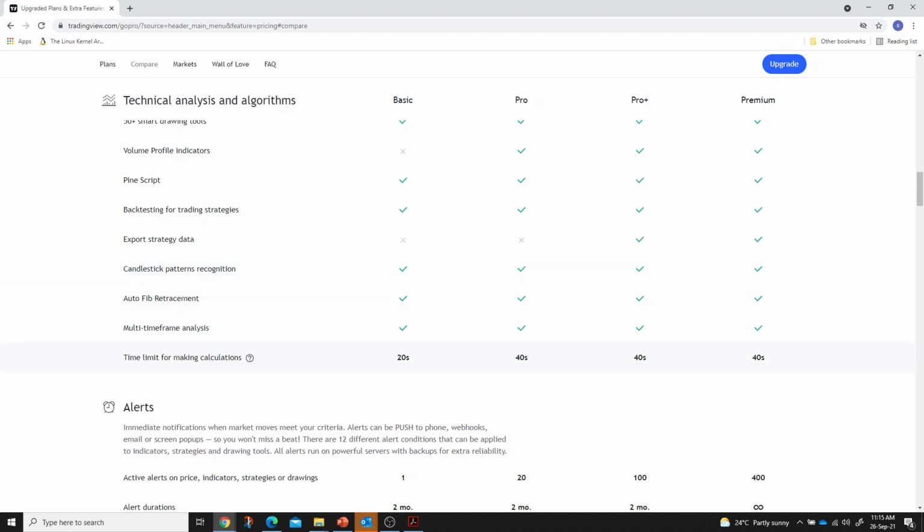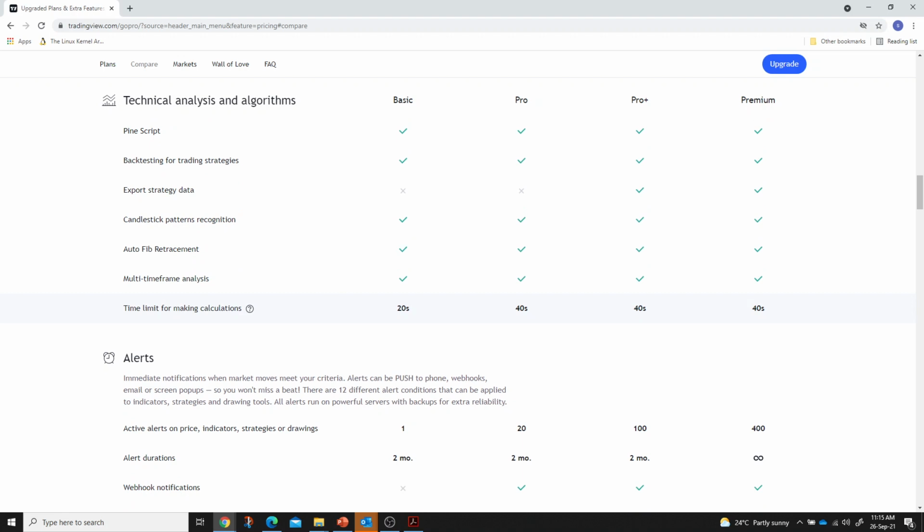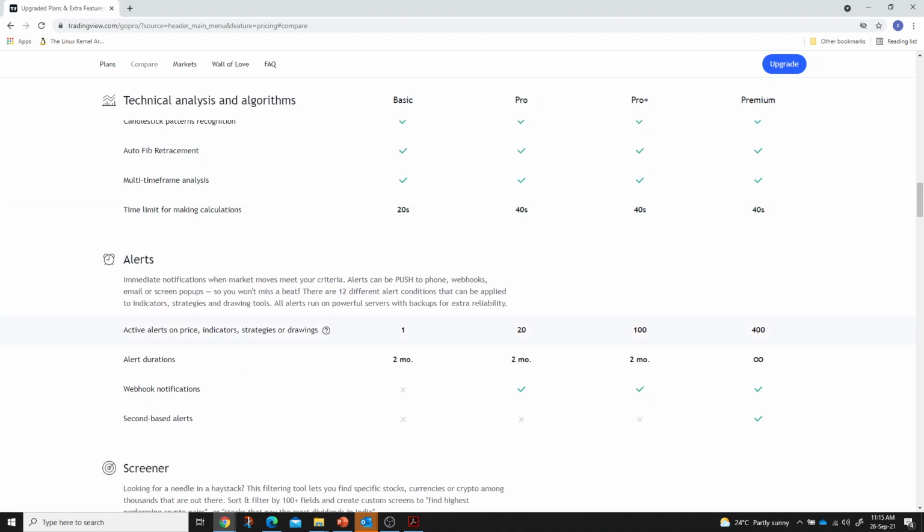And the time limit for calculation is 20 seconds. If you are writing very complex scripts, then this matters. Otherwise, 20 seconds is a very big time. You can't beat this time for intraday probably, but for positional strategies, 20 seconds is too big.